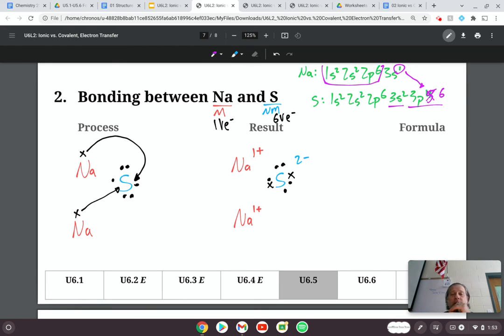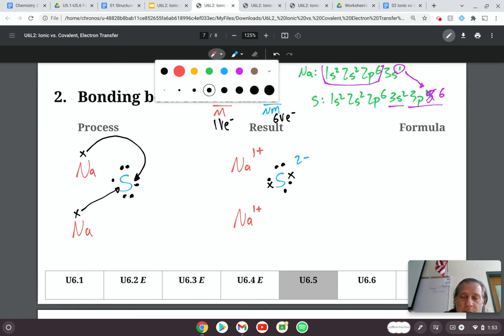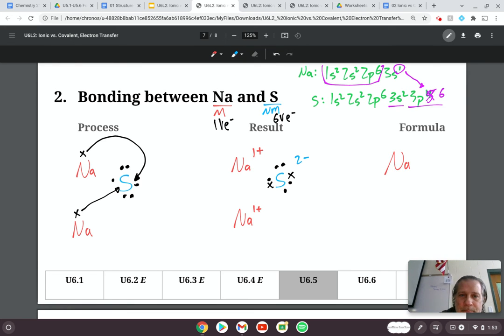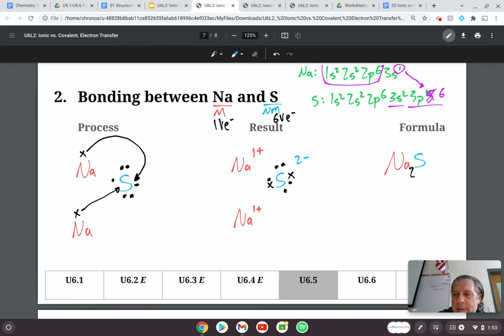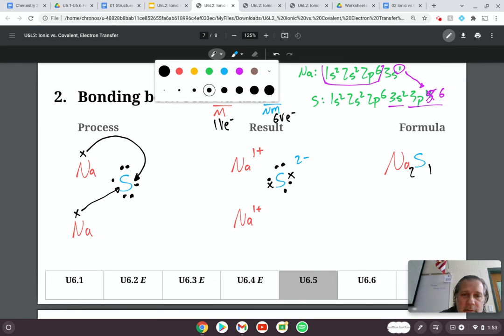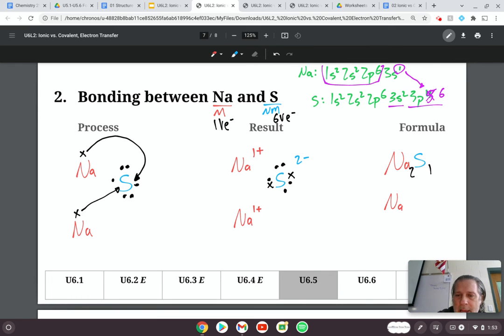So now the last thing that we're going to do is write our symbols next to each other. So I'm going to write Na and S, and I'm going to count the number of Nas, which in this case is 2, and I'm going to count the number of S's, which is 1. And I don't write ones when I'm doing this, so I'm going to rewrite this to be Na2S.